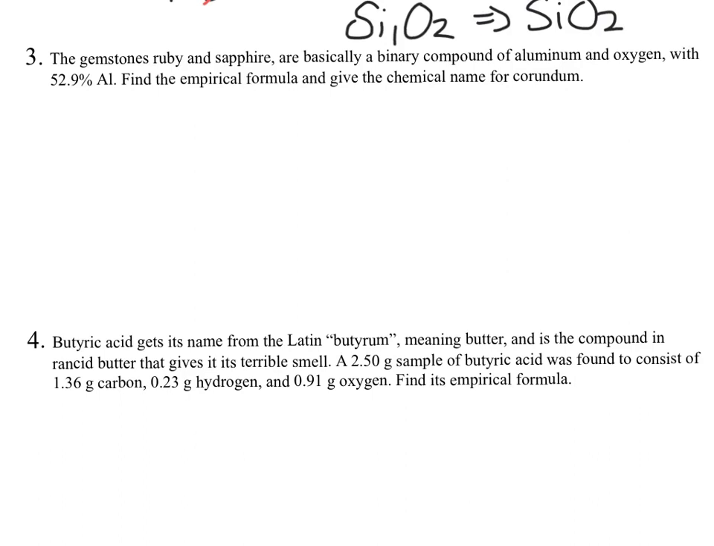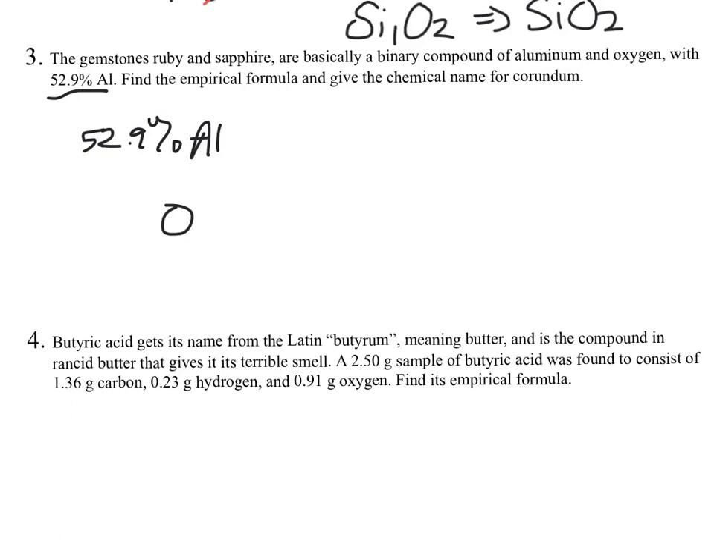All right, gemstones, ruby, and sapphire are basically a binary compound of aluminum and oxygen. Aluminum is 52.9%. Okay. Find the empirical formula and give the chemical name for corundum. All right, we can figure that out. If 52.9% is aluminum and the rest is oxygen, I think we can figure that out.